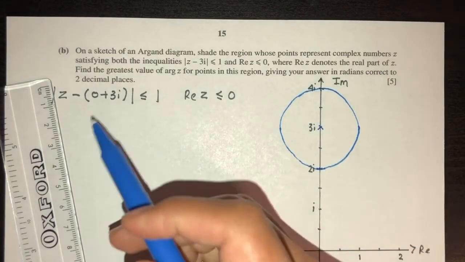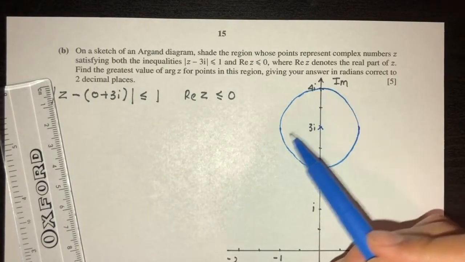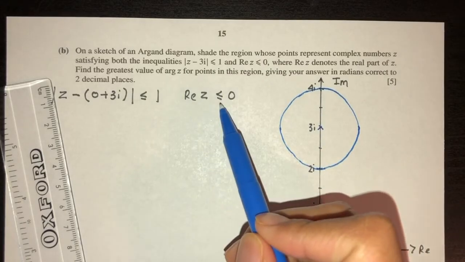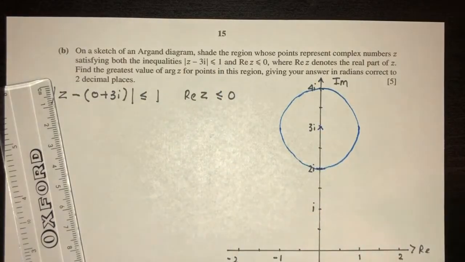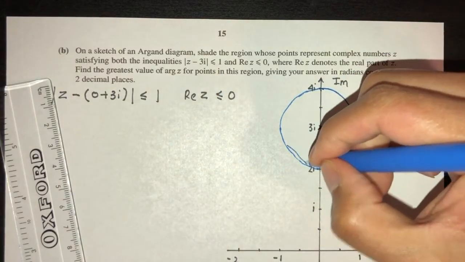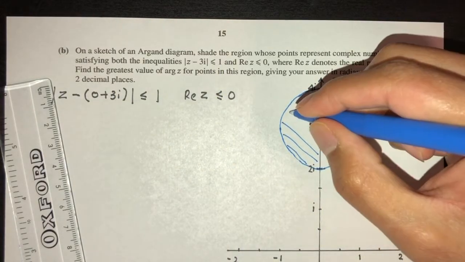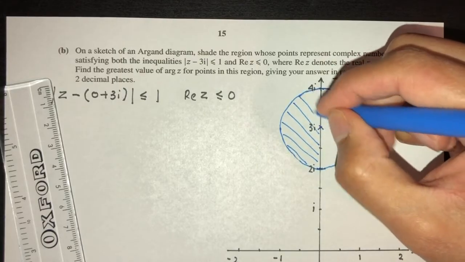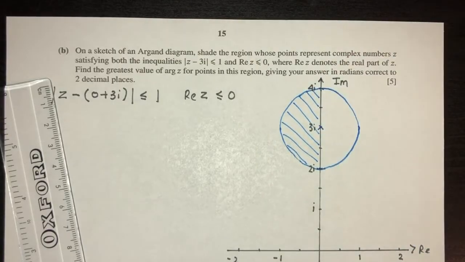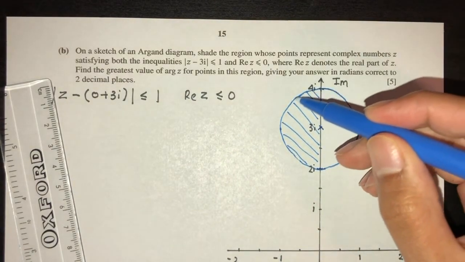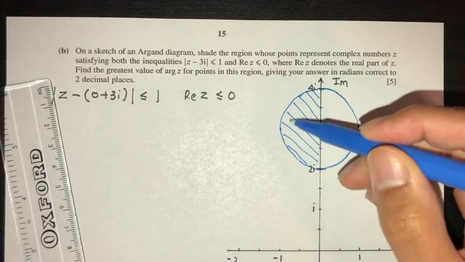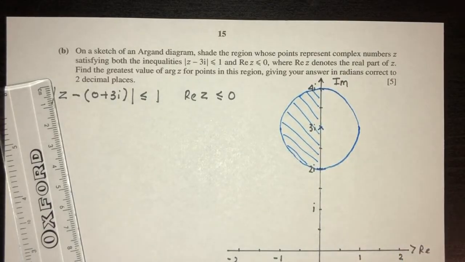Now, that will be the first one, but we have to shade the inside. But since we have another condition, it tells you that it has to be on only this side. So your answer will be this side. Only this part of the circle will be the region that you need to shade. That is, the point Z can be at any point in this part of your circle. Okay, now that is part 1.